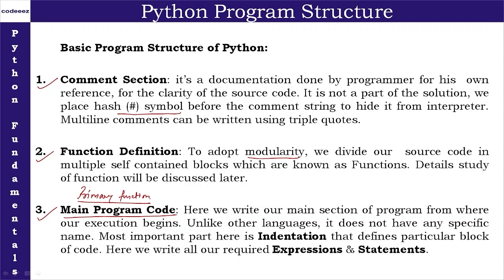Unlike other programming languages, we do not give any name to it. Here the most important part is indentation, which defines a block of code. Main program code is at 0 indent level. So the Python interpreter begins the execution of the program from the line of code that is written at 0 indent level, right? Let us understand this with an example.